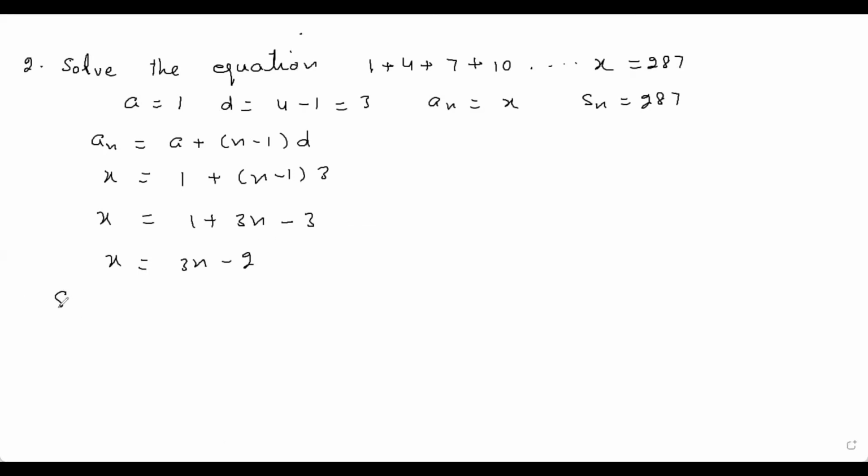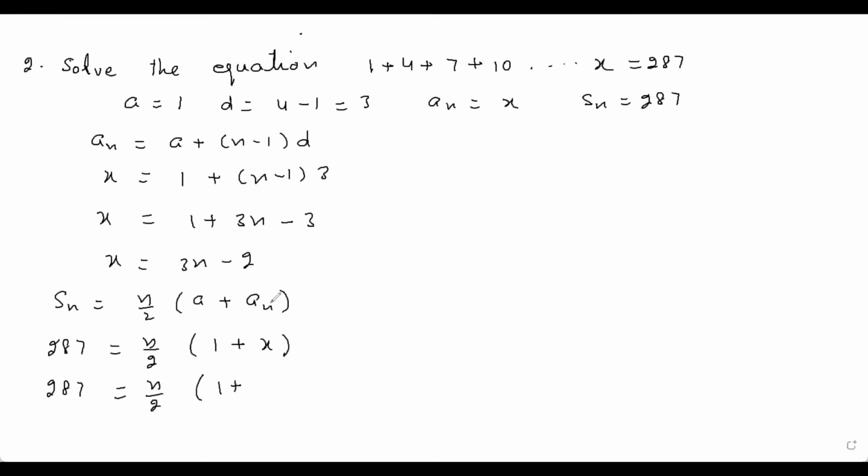Write the formula for Sn. That is n by 2 (a plus an). Sn is equal to n by 2 (a plus an). Sn is equal to 287. Here a is equal to 1 and an is equal to x. So there are two variables, n and x. So this is equal to 287: n by 2 (1 plus, instead of x write 3n minus 2), 3n minus 2.